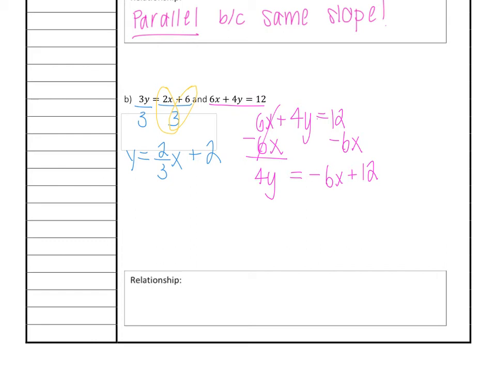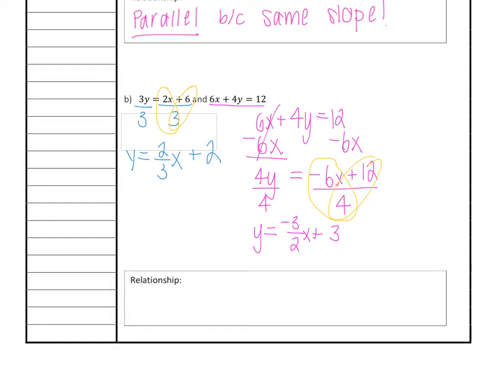Alright, so now I have to get rid of that 4 in front, so I'm going to divide both sides by 4. 4 divided by 4 leaves me with just y. Now again, I have negative 6 divided by 4. So 6 can't be divided by 4 nicely, but if you type that in the calculator, you'll see that it can be simplified into negative 3 over 2. And then 12 divided by 4, that's going to leave me with a nice positive 3. And again, look at this. There's my x that I forgot.